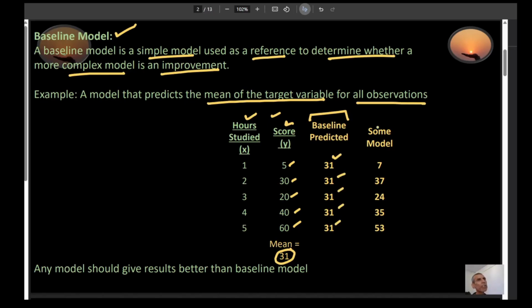And then you try to create some model. Let's say this is the model you create right here, and this model makes the predictions 7, 37, 24, 35, 53. Then you try to determine whether this model that you created is better than your baseline model, that would be this one. Any model should give a better result than your baseline model.